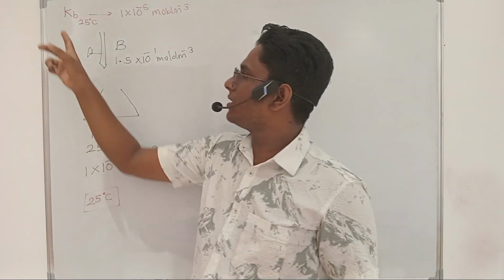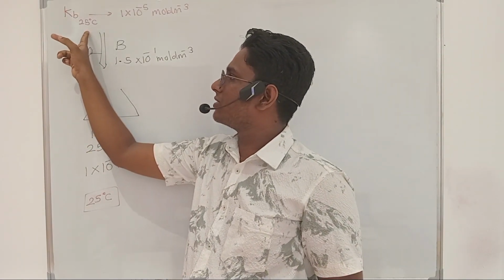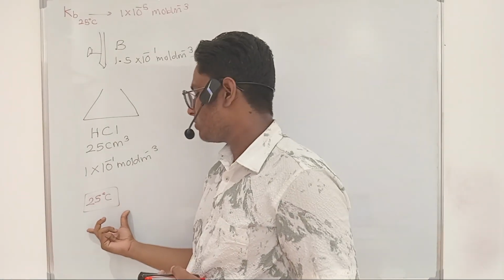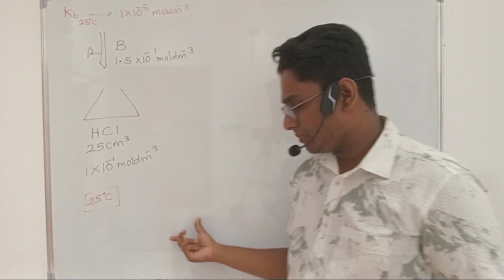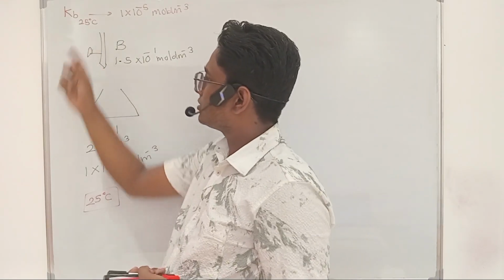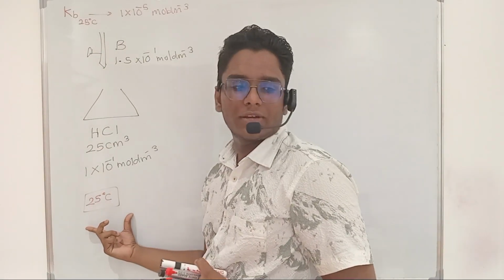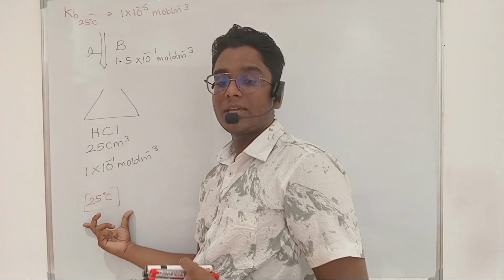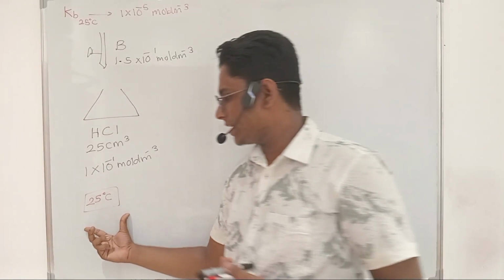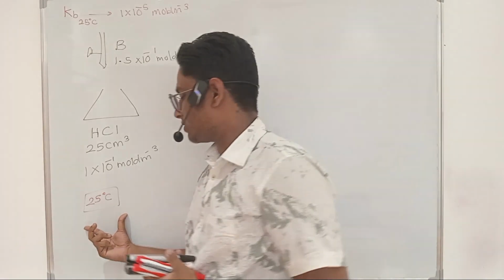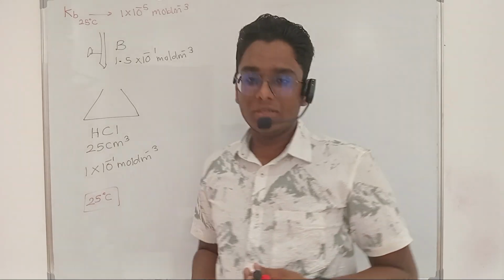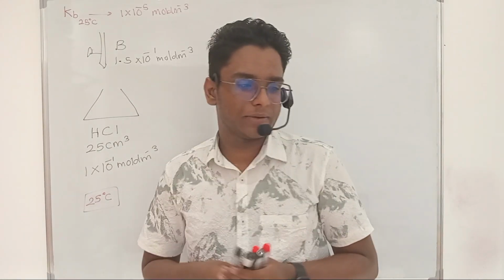So here they have given the Kb value at 25 degrees Celsius, and they are saying that the experiment was done at 25 degrees Celsius. Which means the Kb value does not change throughout the experiment, because the temperature is kept constant. If the temperature is changed, then the Kb value will change. But here they have kept 25 degrees Celsius, so Kb is a constant at that temperature.